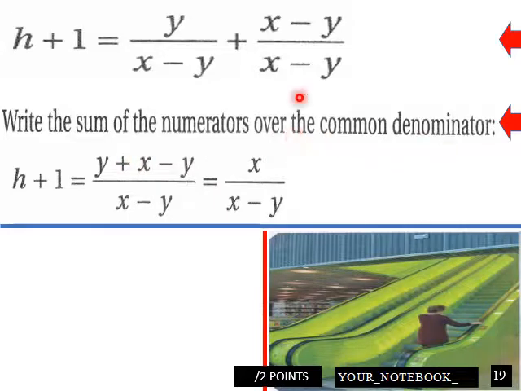Write the sum of the numerators over the one common denominator, which is here. And then you just combine. These cancel out, and you have x over x.